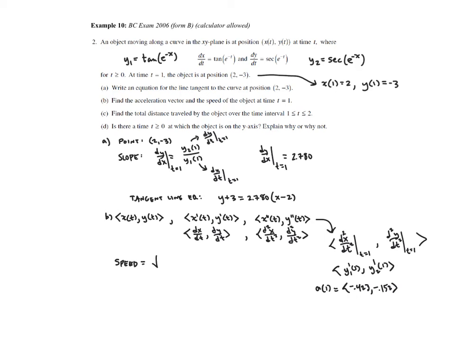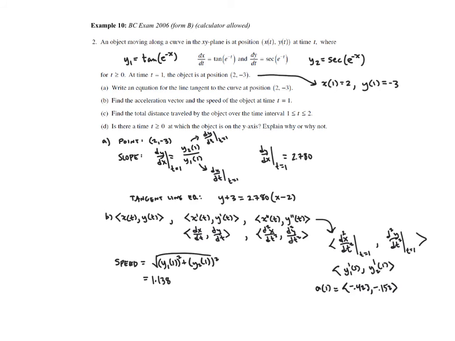Speed will be the square root of dx dt evaluated at 1 squared. So that would be y1 at 1 squared plus y2 at 1 squared. That speed comes out to be 1.138. And it looks like, do we have units? We do not have units, so I would just leave it like that.